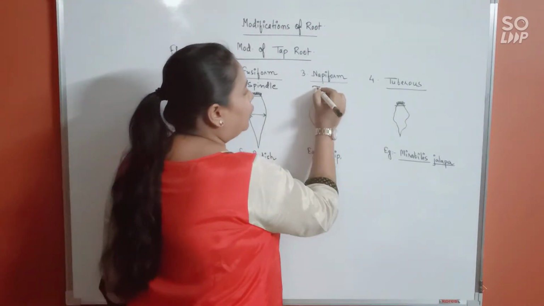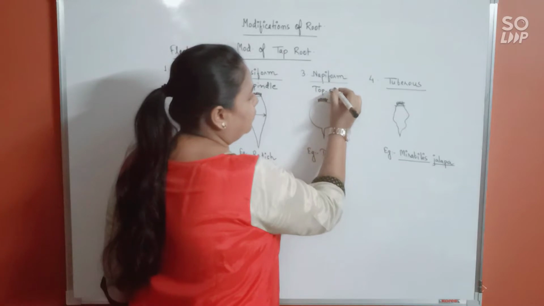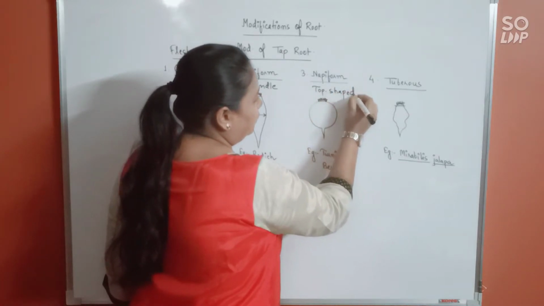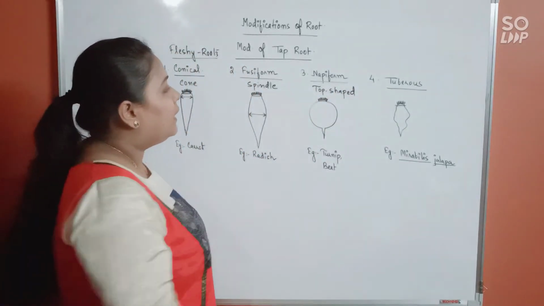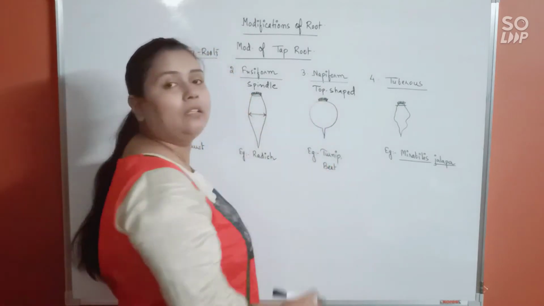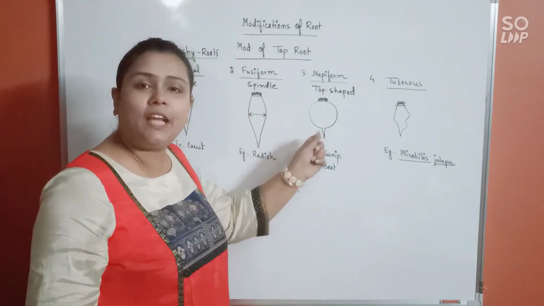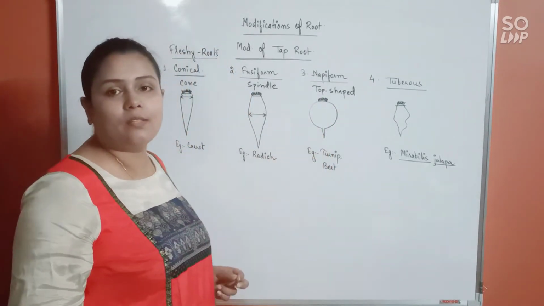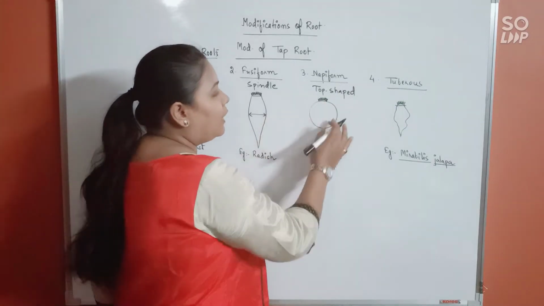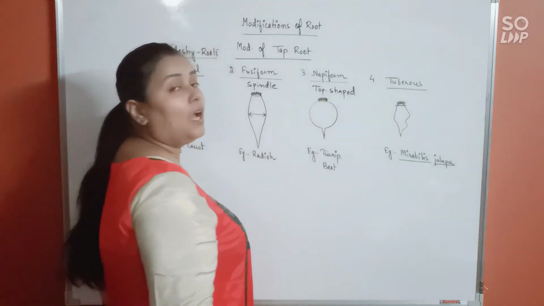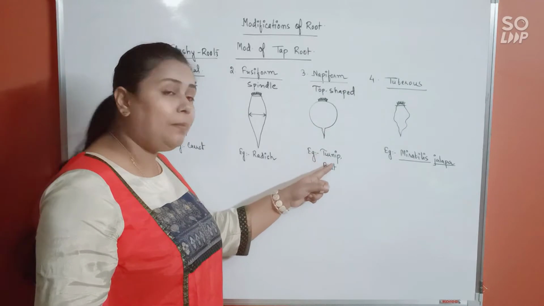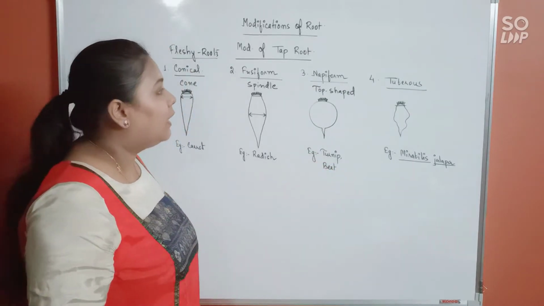Next is napiform root. Napiform roots are top shaped. Means they will be almost circular and suddenly they will thin out at the apex. So they will give rise to a top shaped structure. Example will be turnip and beet.